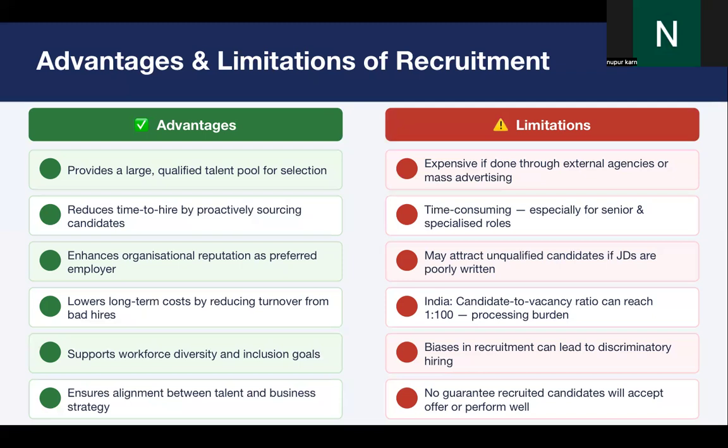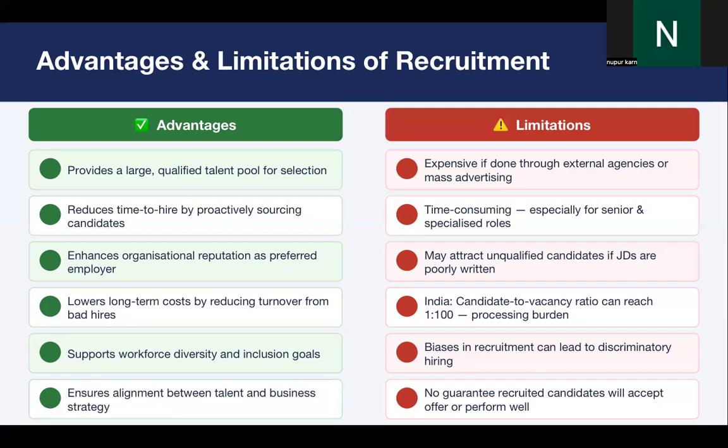Now we have already discussed the advantages. We'll go through the limitations, because everything has pros and cons, and recruitment also has them. It is expensive, because it needs proper planning. You need to have a proper plan and setup, so this will cost a huge amount of money. And if done through external agencies or mass advertising, you have to do the advertising, the marketing part, and you also have to consult some HR consultancy. So in that sense you will have to incur a lot of money, and it is going to be expensive.